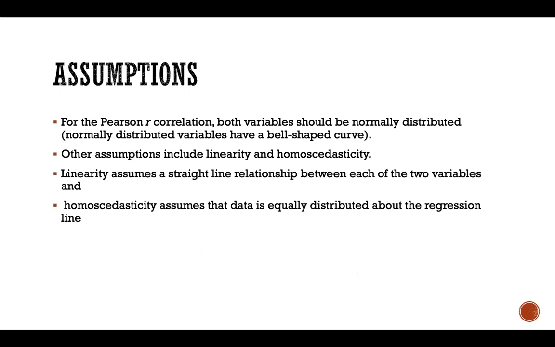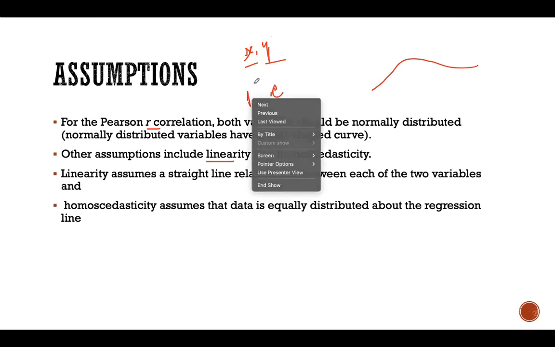Another way is to find the Karl Pearson correlation coefficient, which is represented by small letter r. There are certain conditions or assumptions to find the correlation coefficient. Here we have two variables, x and y. We assume that both these variables, the values of x and y, should follow a normal distribution curve. Other assumptions include linearity: if x is increasing, y is increasing in a linear way, so there's a linear trend.